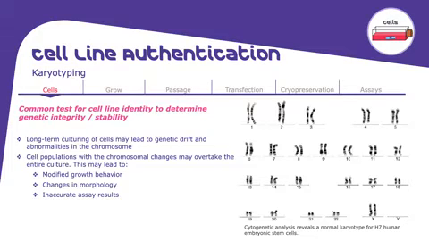Long-term passaging can lead to genetic drift as well as abnormalities in the chromosomes. So it is very important to run the test to identify genetic integrity and stability. As you might know, chromosomal changes might overtake the entire culture, and in that case you will see a lot of gross behavioral changes as well as changes in morphology, and that can also lead to inaccurate results. As I mentioned, it is possible that you will see big changes between the behavior of cells from now and one year ago.